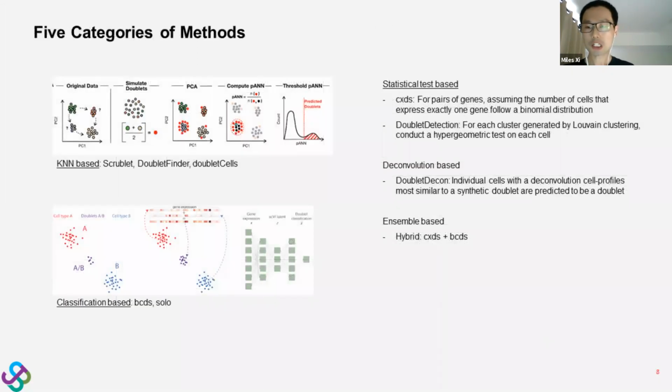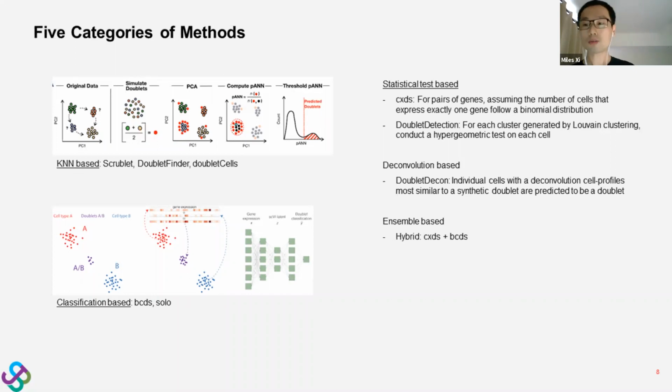And here I just briefly summarize all those methods. I categorize them into 5 categories. The first one, I call it a KNN-based method, where KNN means K nearest neighbor method. So the idea is actually very intuitive. You have the data, right? And then you want to find doublets, and I know doublets are just 2 cells together, right? There's nothing special.